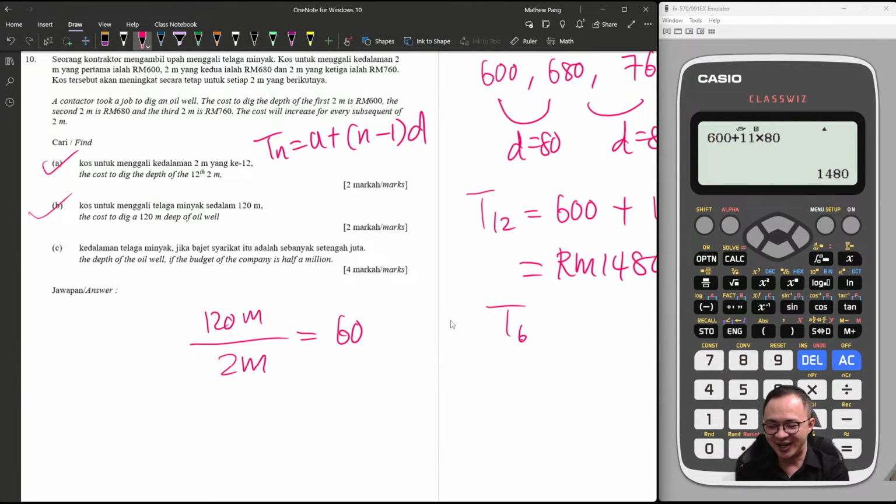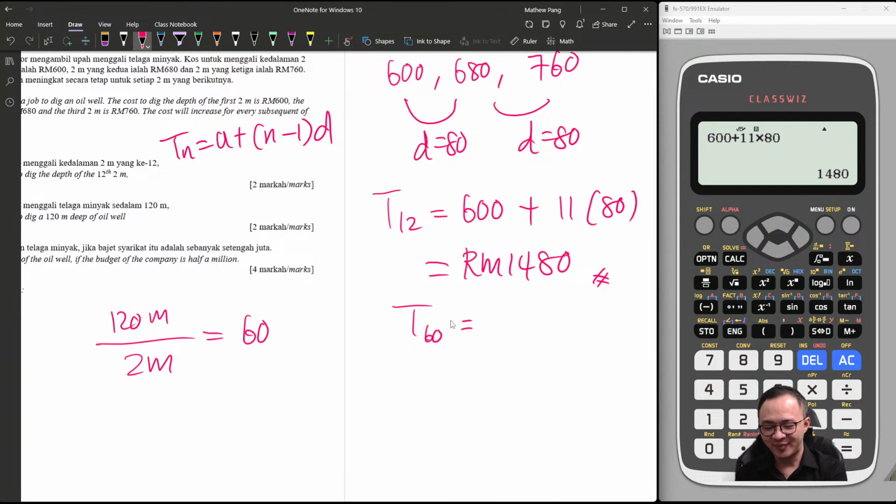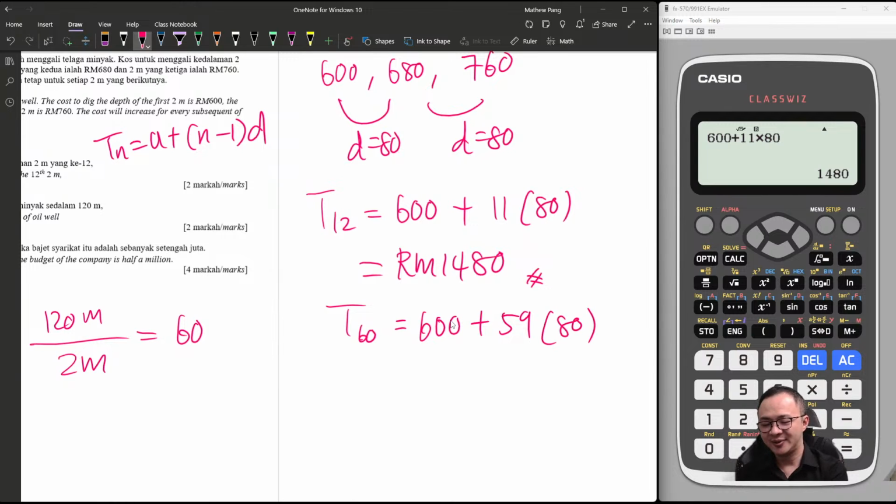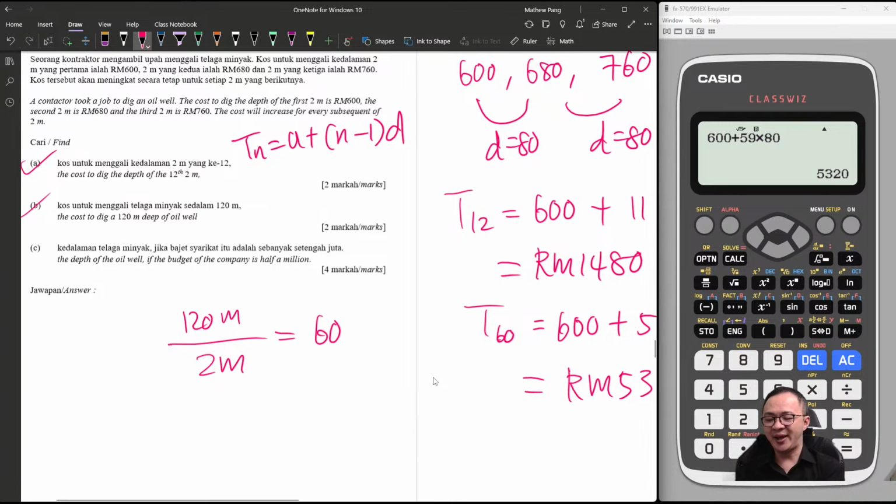I believe it's extremely expensive because it is so deep. A plus n minus 1, 59. D, 80. So 600 plus 59 multiply 80. Yeah, it's 5,000-something. Okay, because every 2 meter they pay extra 80, right? So you want to know how many 2 meter it has for 120 meter. So I divided by 2 meter, so you should know we have a total of 60 of the 2 meter. So this is the reason why I go for T60 to find the cost.